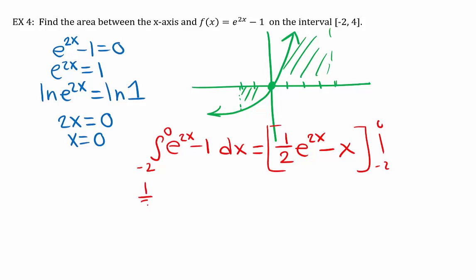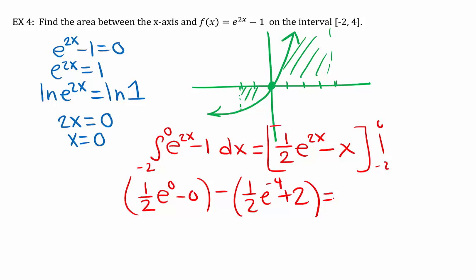If I plug in 0, I get 1/2 e to the 0 minus 0. Then I plug in the negative 2. I put this into my calculator, and I got approximately negative 1.5. Then I'm going to integrate the region that's above the x-axis, so that would be from 0 to 4.